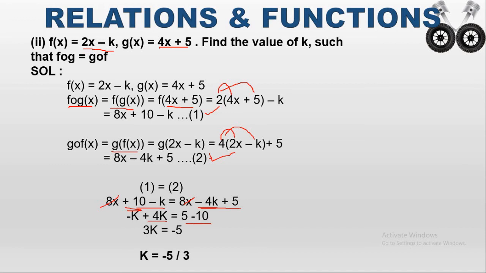Because here the bigger number is 10, it has the negative sign. So the answer is minus 5. So 3k equals minus 5. So k equals... here 3 is the multiple of k. Whenever it comes to the RHS it becomes division. So k equals minus 5 divided by 3.